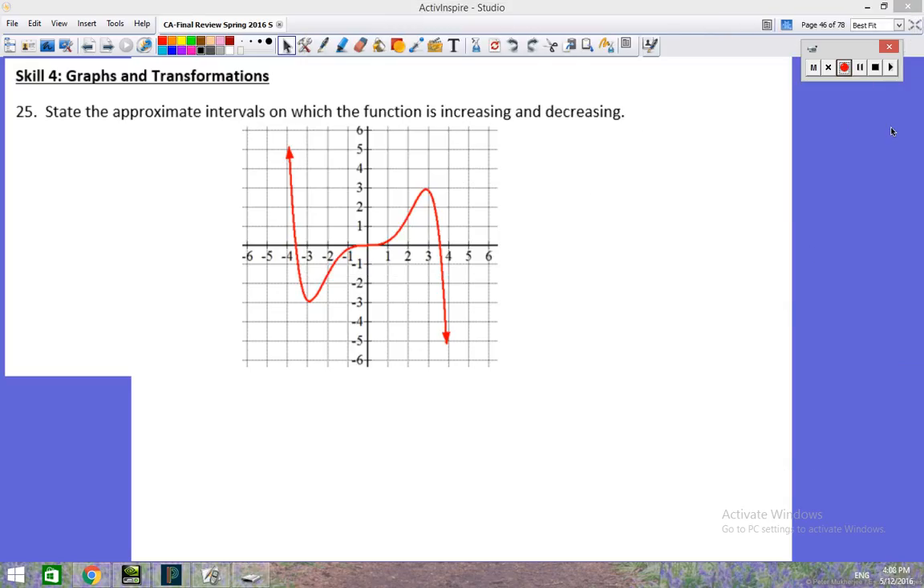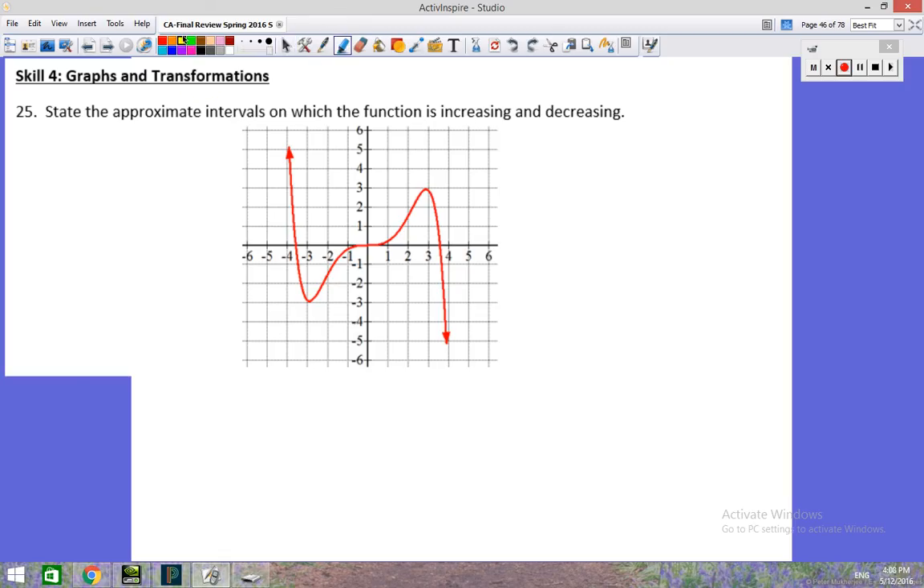All right, let's take a look at skill 4 and do these problems and see if that doesn't help you to prepare for the final. All right, so let's take a look at what we have here. State the approximate intervals on which the function is increasing and also decreasing.